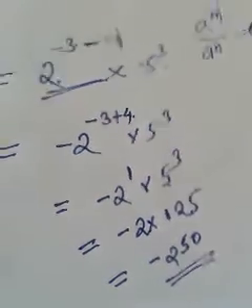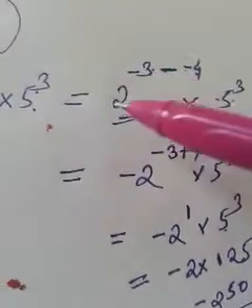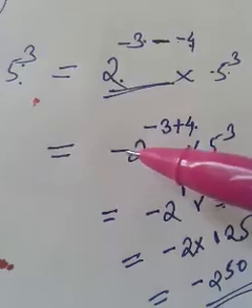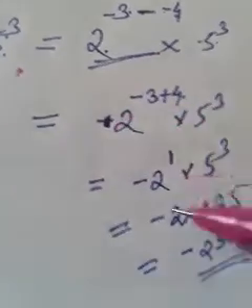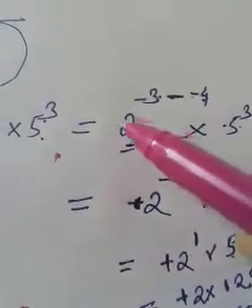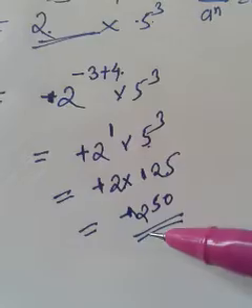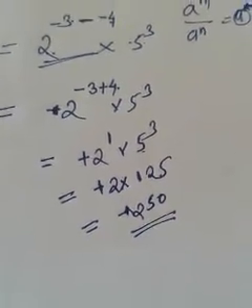Clear? Sorry, a small mistake happened here. Sorry for that mistake. See, it was 2. I wrote it as minus 2. Sorry, it is plus 2. So there won't be any minus sign, plus, isn't it? It is actually 2. I have written it as minus 2 unknowingly. It was 2. So answer is plus 250. Moving to the next question.